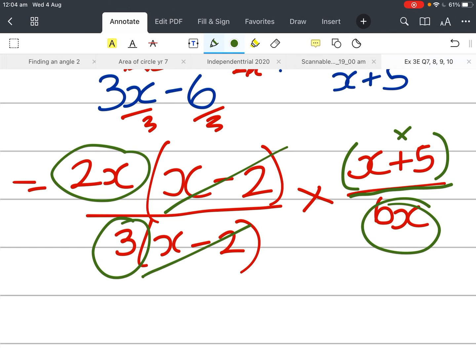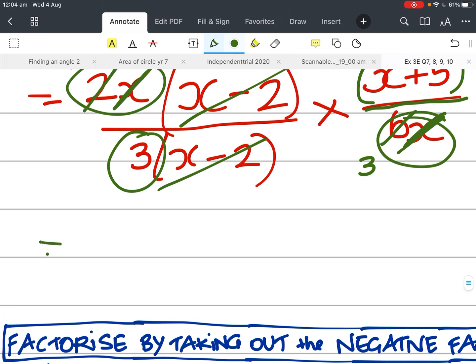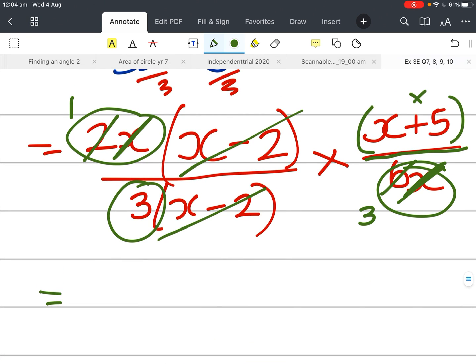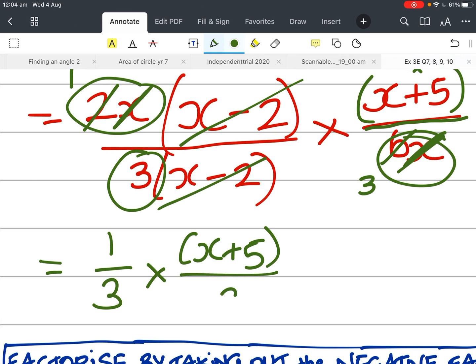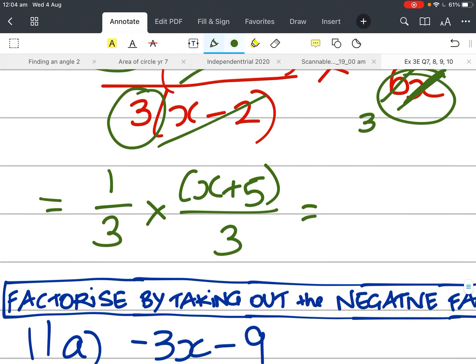So I can see there's an x on the top and an x on the bottom, here and here, so I can cancel those. There's also a 2 on the top and a 6 on the bottom. 2 goes into 2 once, 2 goes into 6 3 times. So that leaves me with 1 times x plus 5, so it's 1 over 3 times x plus 5 over 3. So let's multiply top times the top. 1 times x plus 5 is just x plus 5. You can either keep the brackets or take them out now. And 3 times 3 is 9.